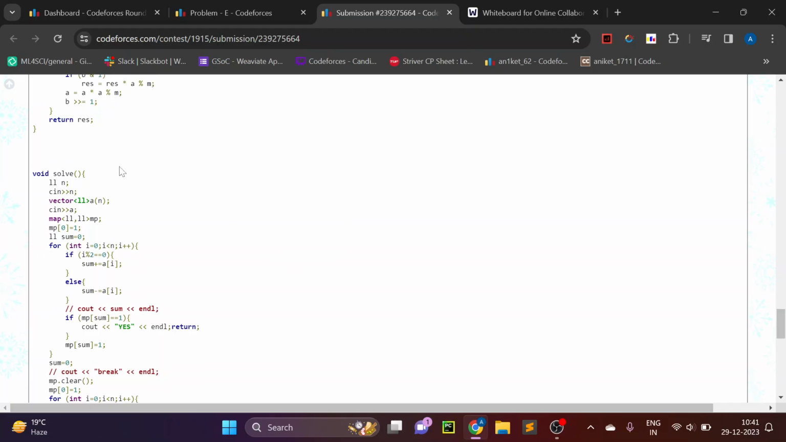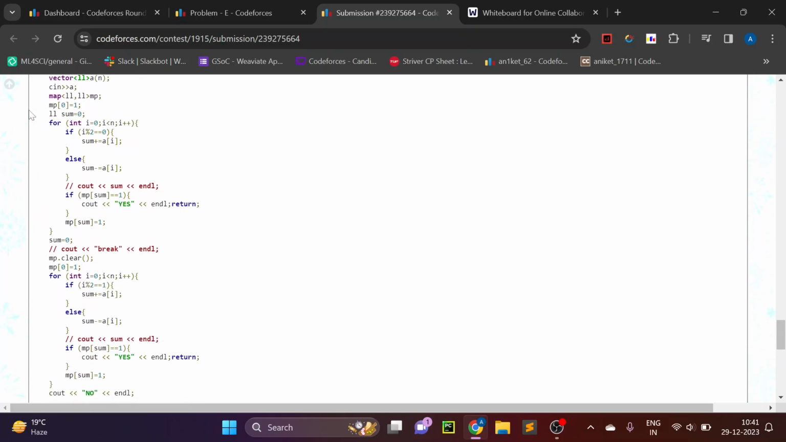So I have used a map and took the input array and initialized the sum. Whenever i modulo 2 is even, I will add a of i into sum, and if it is odd I will subtract a of i. Now if I have already visited this sum, I will just print yes and return, else I will mark that sum as visited. Now also we need to consider that 0 can always be visited.